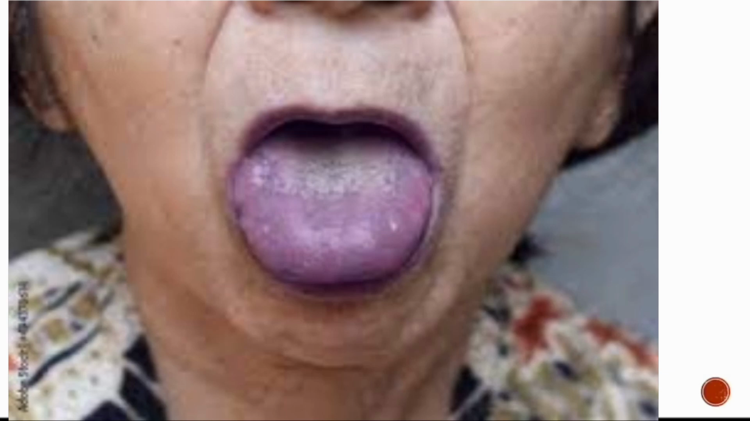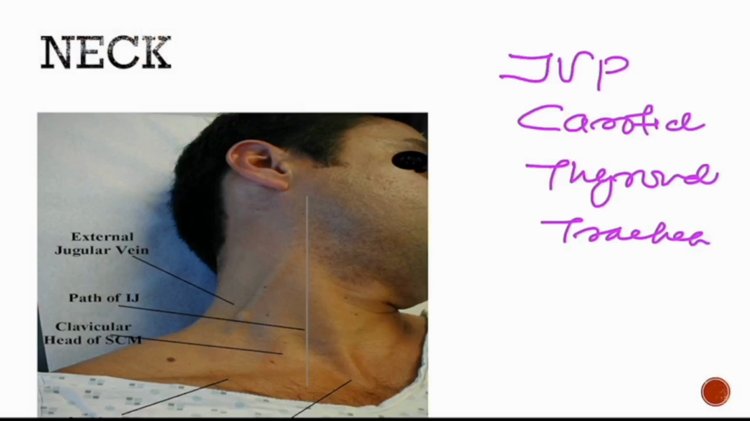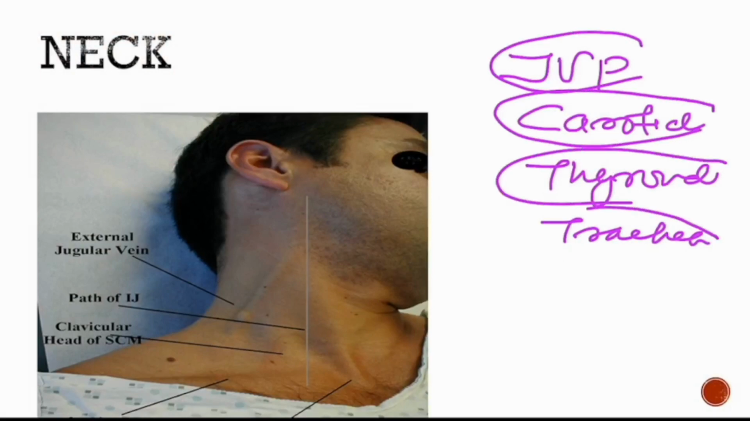Now look at the neck. In the neck we are interested in, one, the jugular veins. Second is the carotid, and then the thyroid and trachea. Each one will be discussed in detail at a later time. So the things you are interested in examining are the JVP, the carotid pulsation, the thyroid gland and the trachea.